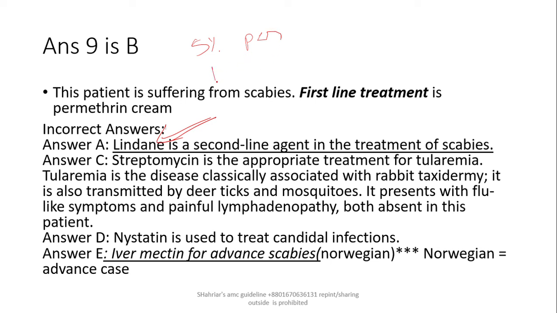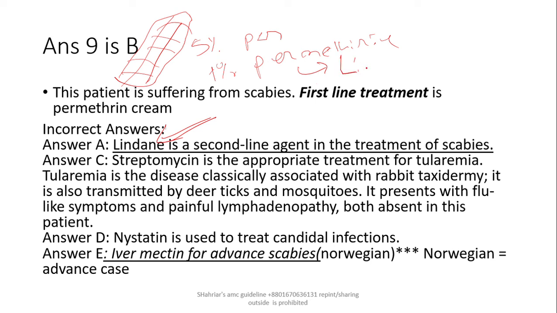This 5%. Can anyone tell me, 1% permethrin is used in which case? Anyone? He or she will answer and will get a Cadbury's. Anyone? Golden chance.